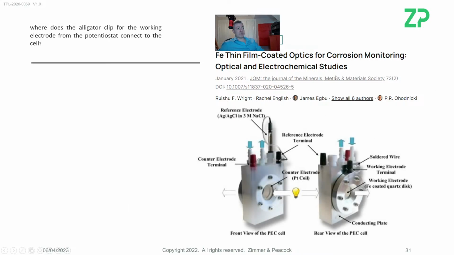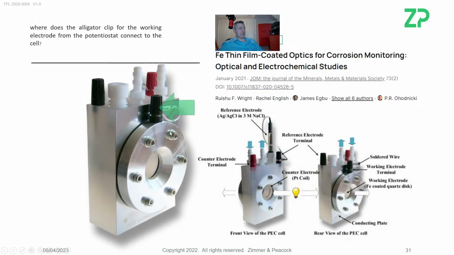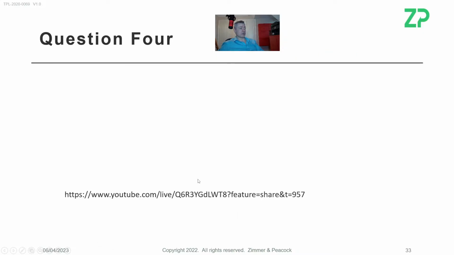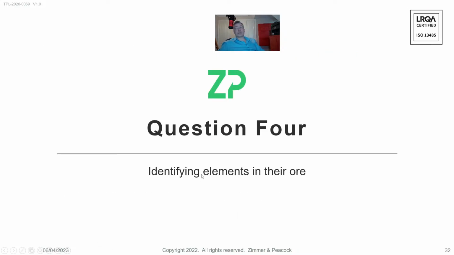I did find this paper on ResearchGate. There's the title. These are their drawings. You actually just clip on the front here. If your working electrode is the transparent electrode, then you would clip on there. I'll go quite quickly because it's quite straightforward. This is a question that came in through YouTube.